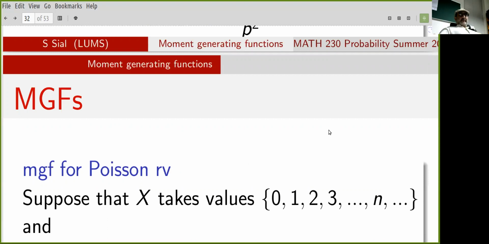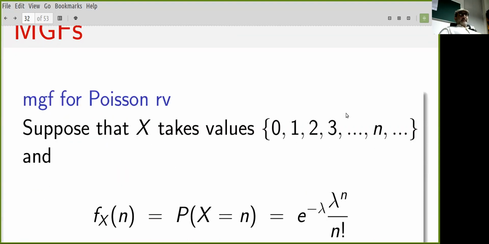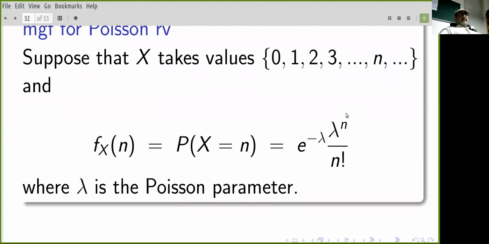What about the Poisson random variable? Your x takes values 0, 1, 2, 3, n plus 1, and so on. F sub x of n, the PMF, is the probability that x equals n, which is e to the negative lambda, lambda to the n over n factorial. We've discussed the Poisson random variable before.